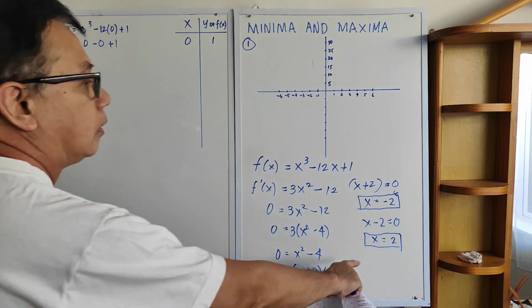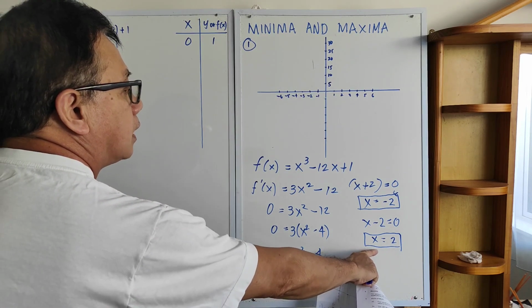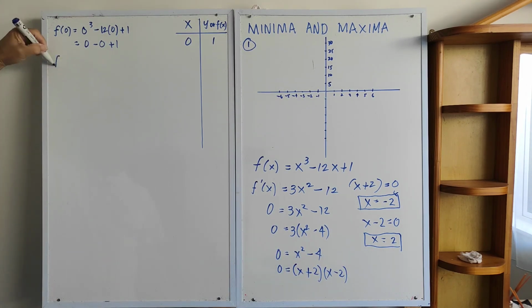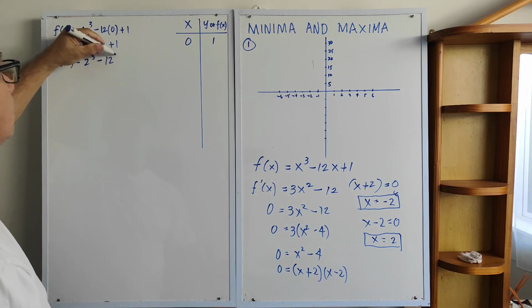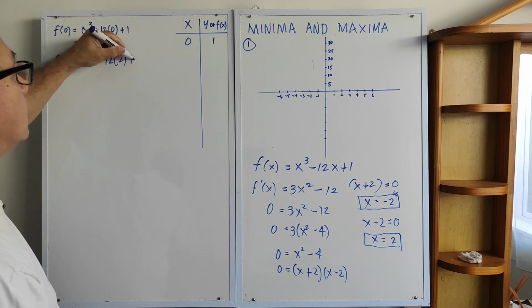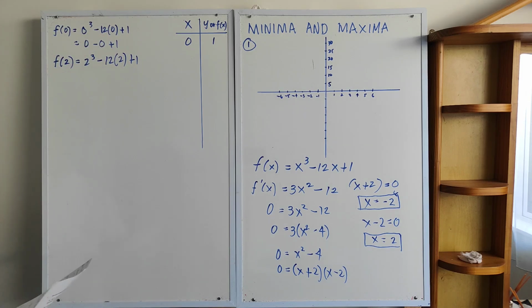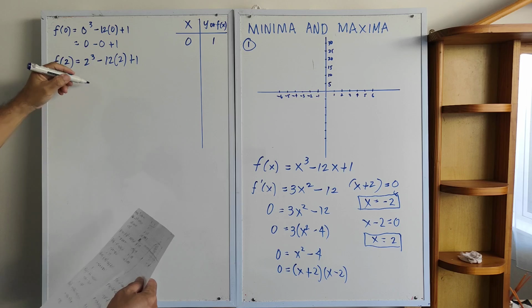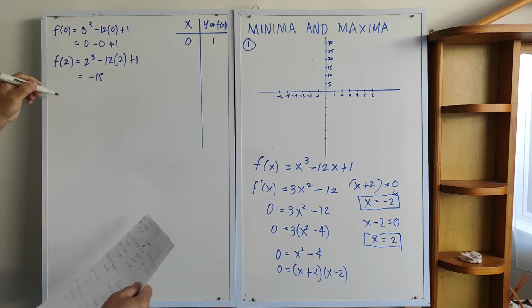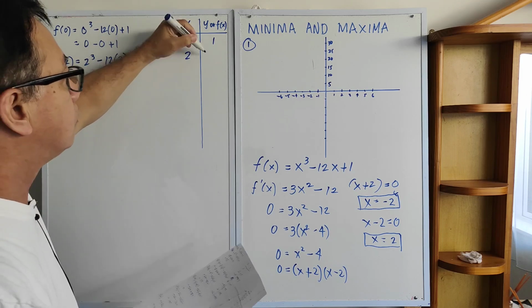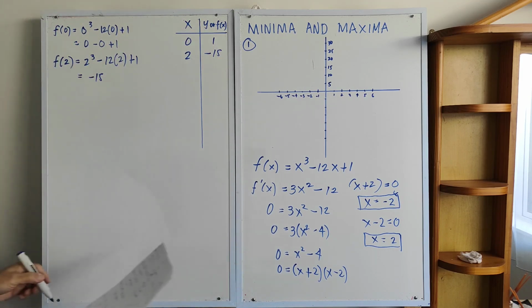So let's try to evaluate the function with x equal to 2. We write it like this: 2 cubed, following this equation, 2 cubed minus 12 times 2 plus 1. That will give us negative 15. So if x is 2, y is negative 15.